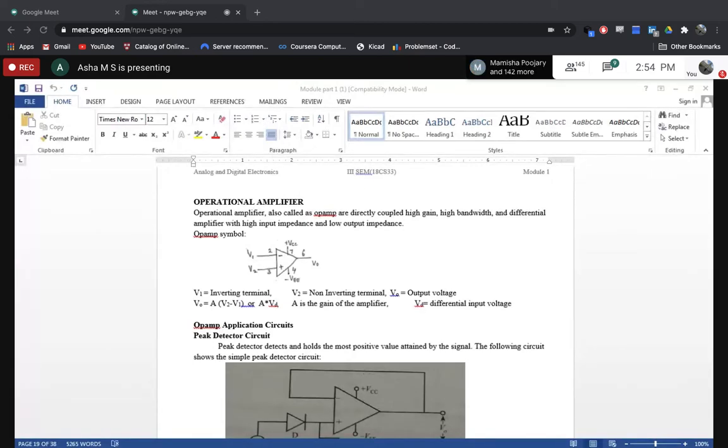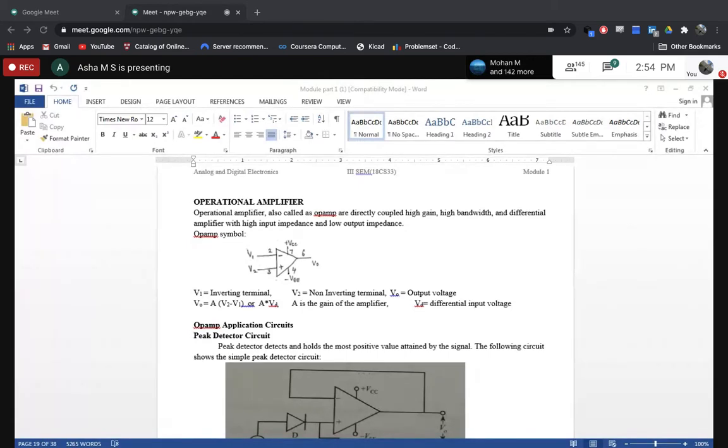You know that there are two inputs for this op amp. One is the inverting input at pin number 2 and the non-inverting input at pin number 3. The inverting input is denoted with the minus symbol, and the non-inverting input is denoted with the plus symbol. The output is at pin number 6, and pin numbers 7 and 4 are plus VCC and minus VCC. That external power supply we have to give to the op amp.